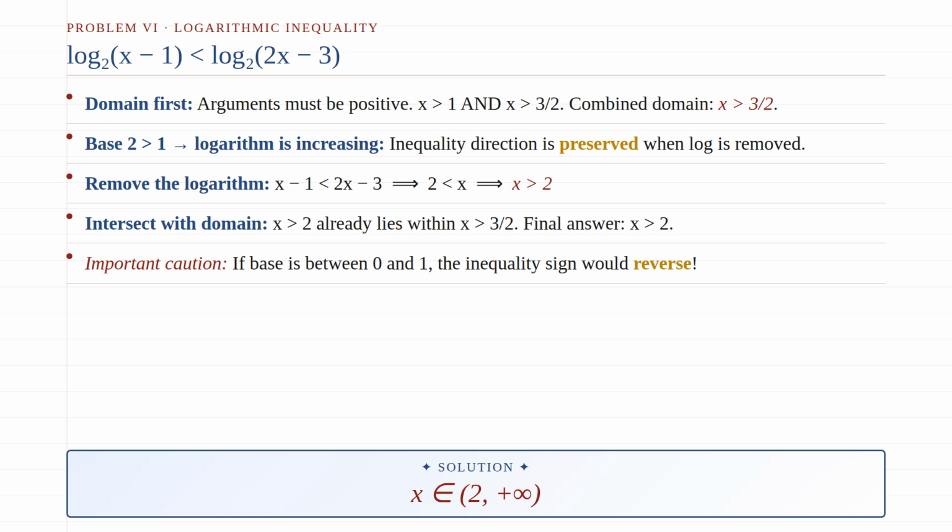Problem 6. Logarithmic. First establish the domain. Both arguments must be strictly positive. Combined domain: x greater than 3/2. Since the base is 2, greater than 1, the logarithm is increasing. Inequality direction is preserved when we remove the log. Comparing arguments directly gives x greater than 2. This lies within our domain, so the answer is x greater than 2. Important: if the base were between 0 and 1, the inequality sign would reverse.